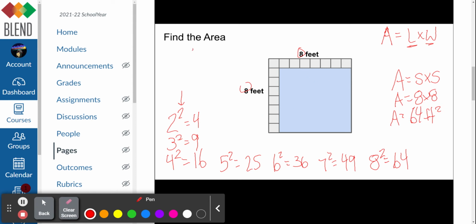So really, if you used the rectangle formula, it still works. Area equals length times width, and then area is equal to 8 times 8. 8 times 8 is 64 feet squared. So either way, using area equals length times width or area equals side times side with the square, you can find the area, and inside this we'd be able to fit 64 of those square feet.